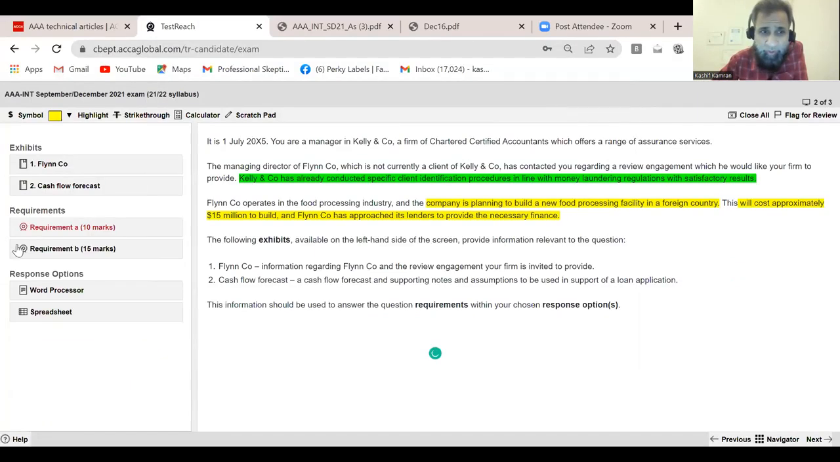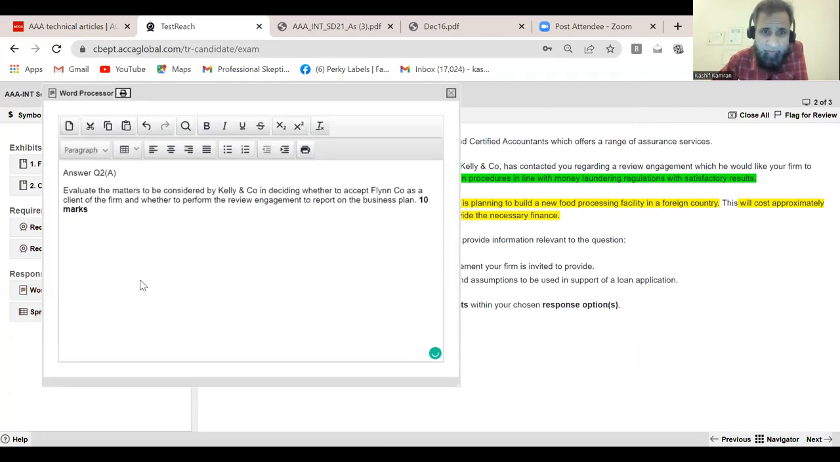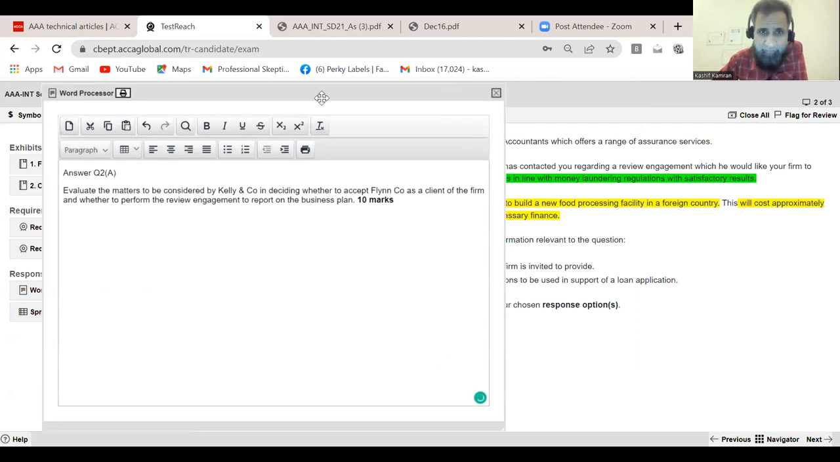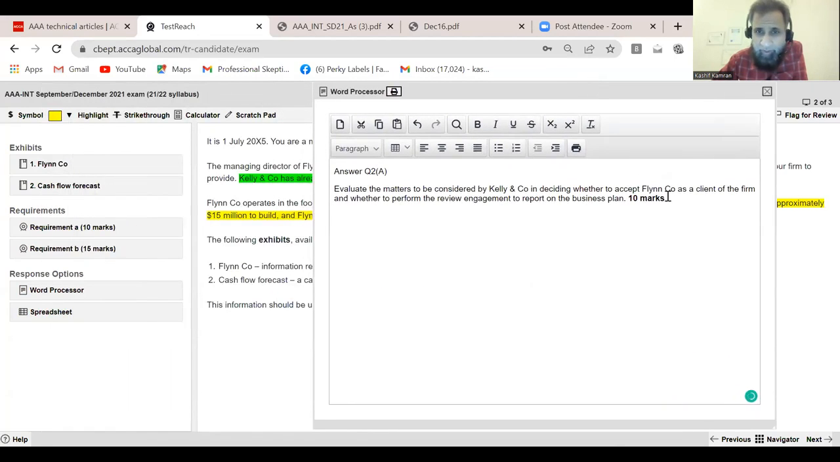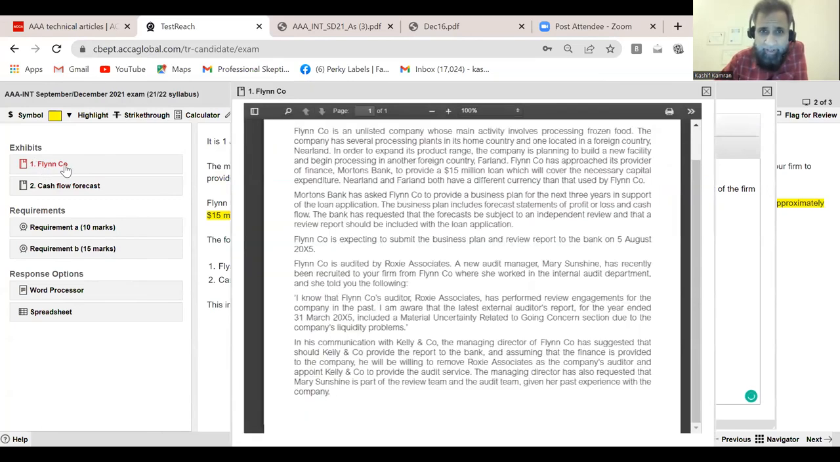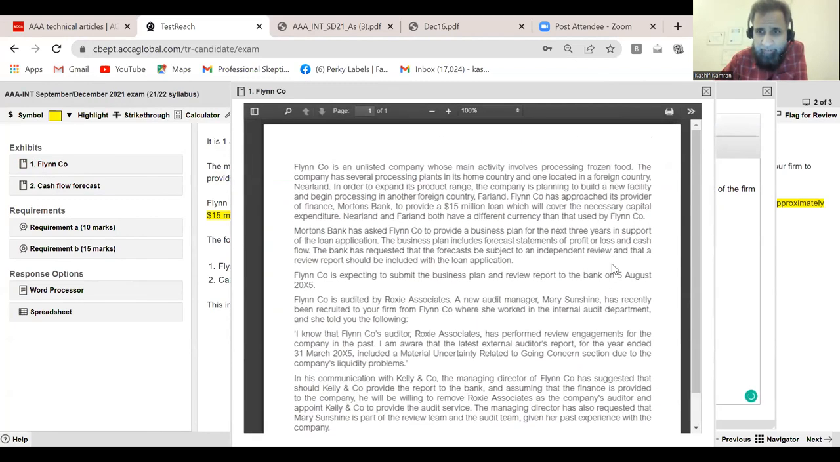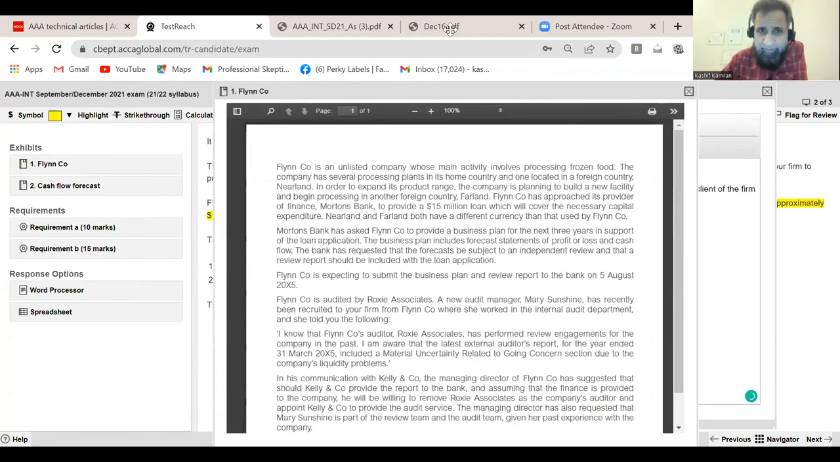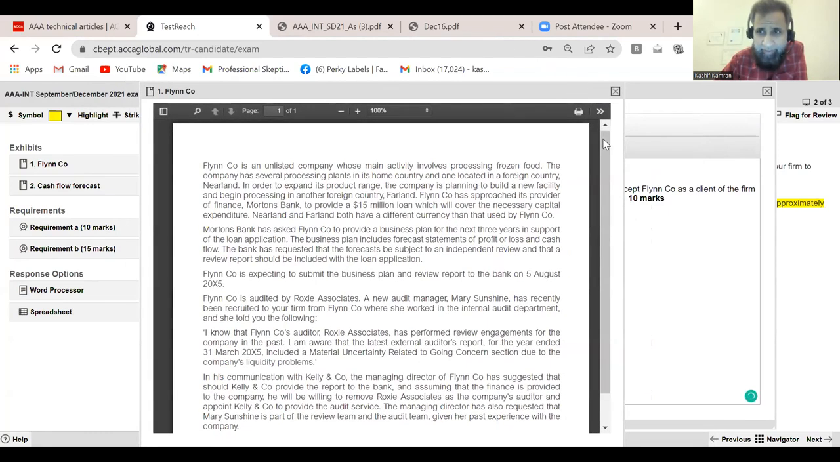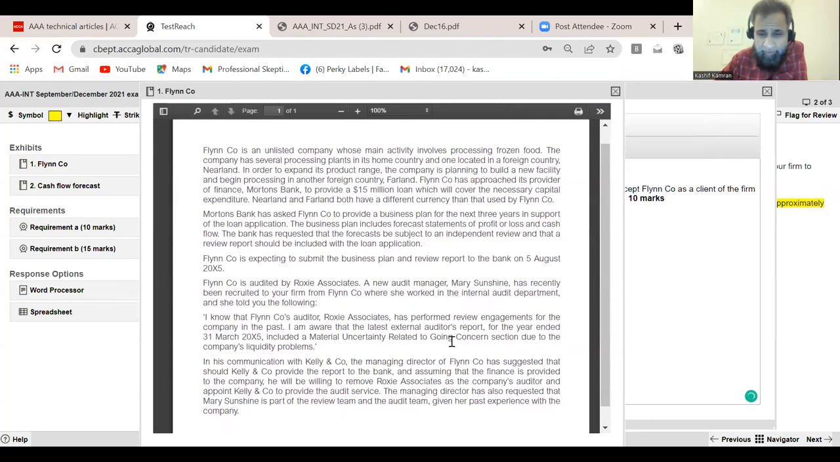We need to look into the word processor. Here is the word processor, right? I've just copied the question when we got disconnected on the word processor. Now we need to write the answer for it, but we are not writing the full answer. We're just brainstorming, finding the points for a 10 marks answer. Okay, where is the answer? In exhibit number 1, Flynn Company. I've just opened exhibit number 1, Flynn Company. Can you all see that in front of your screen? Is the font size good enough for you to read? Okay, that's great.